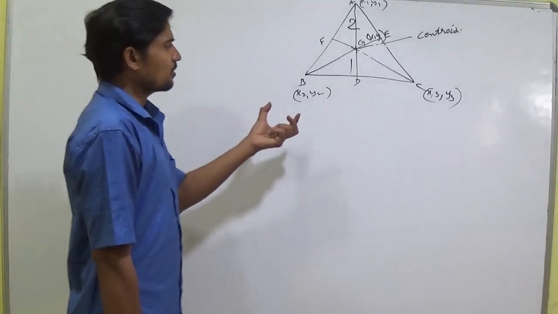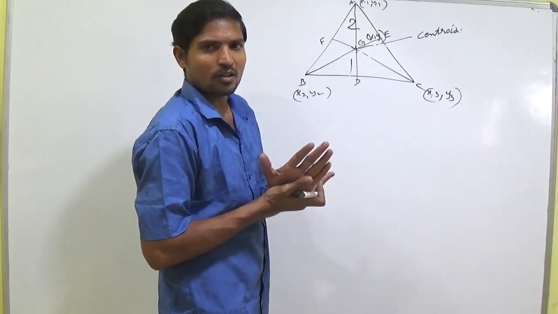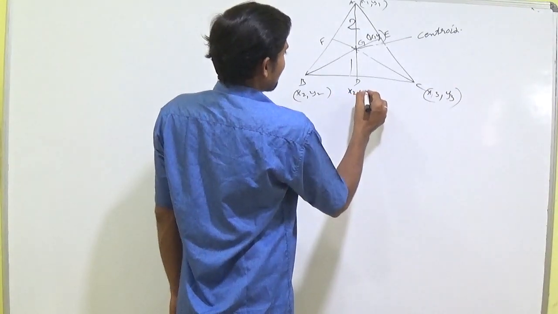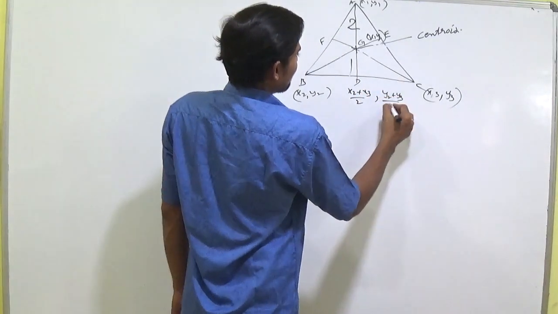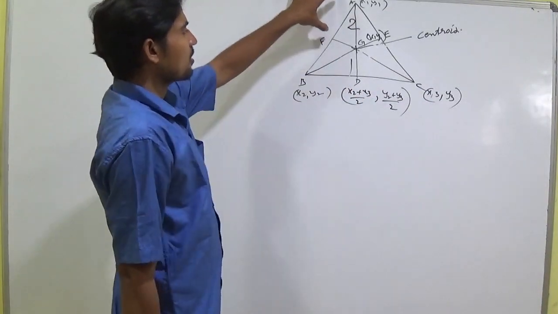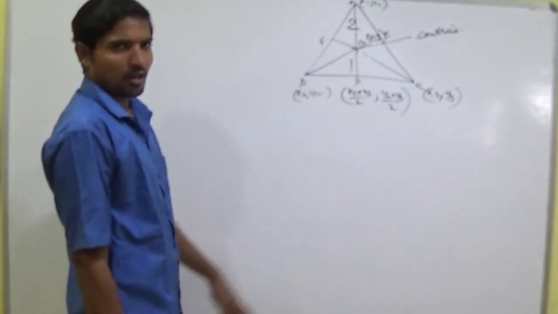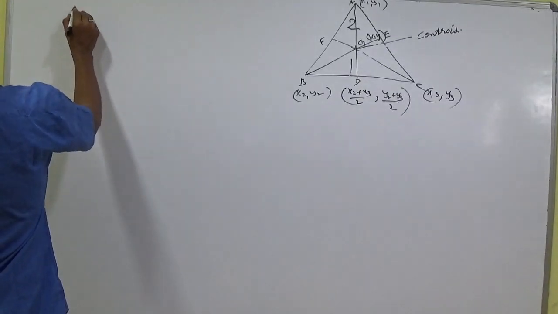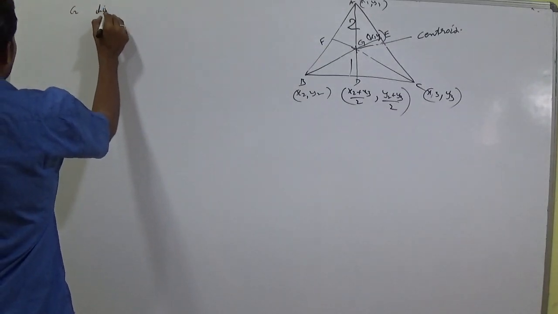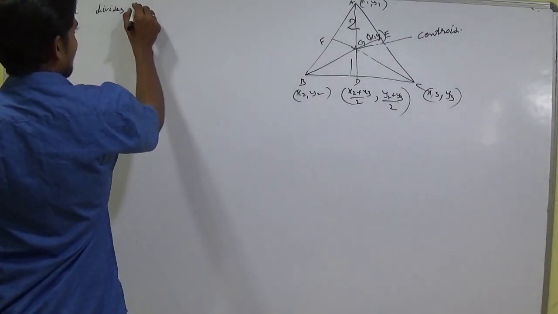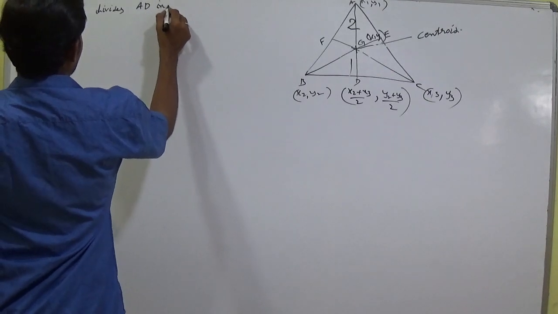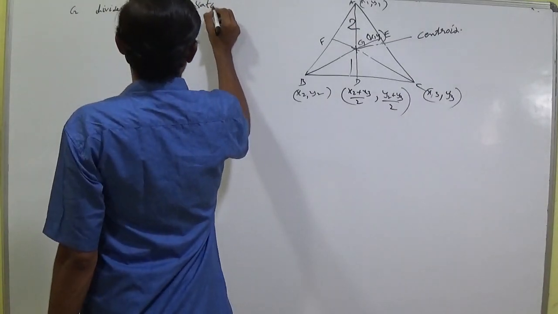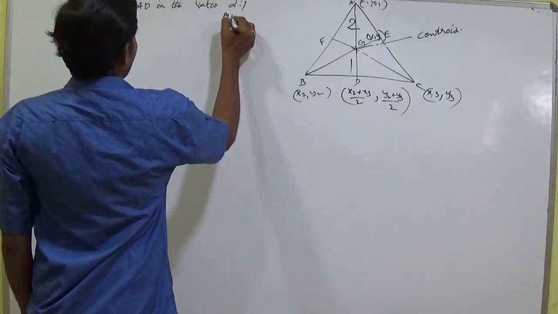D is the midpoint of BC. So ((x2 + x3)/2, (y2 + y3)/2) are the coordinates of D. Then the coordinates of G: G divides AD in the ratio 2:1. That means m1 is 2, m2 is 1.